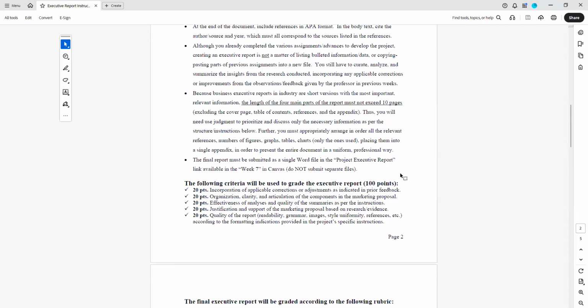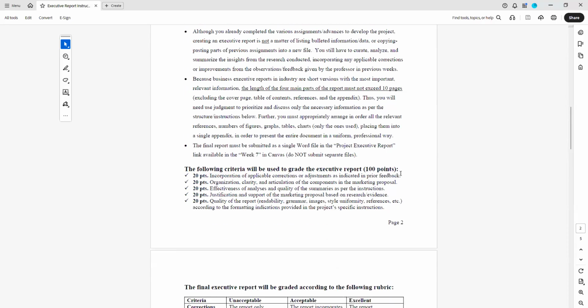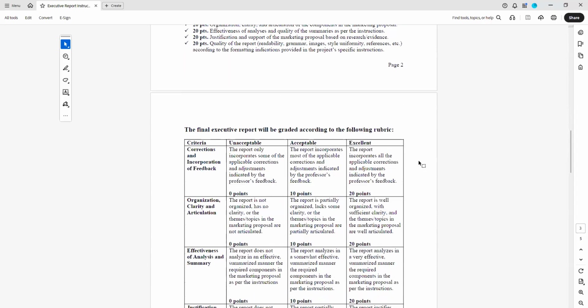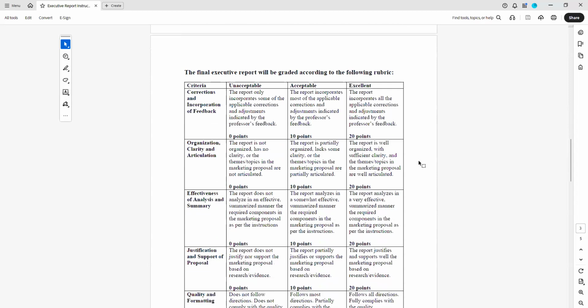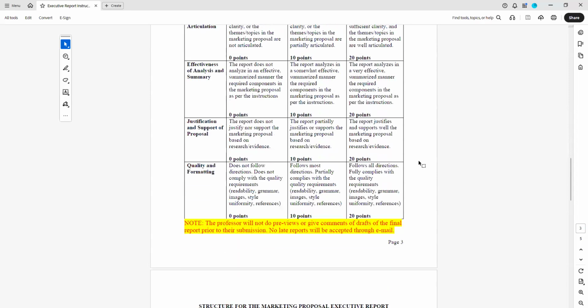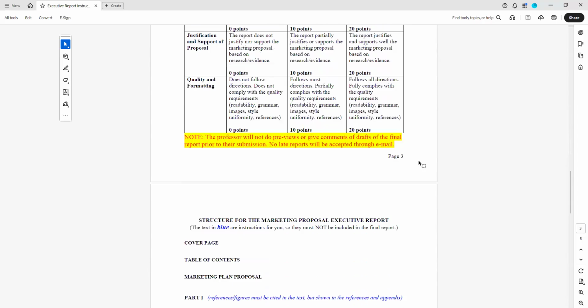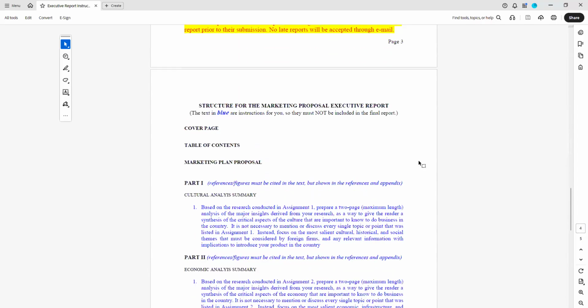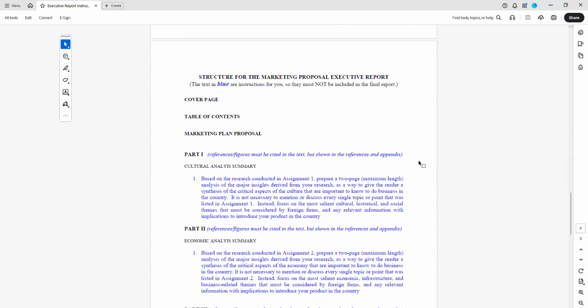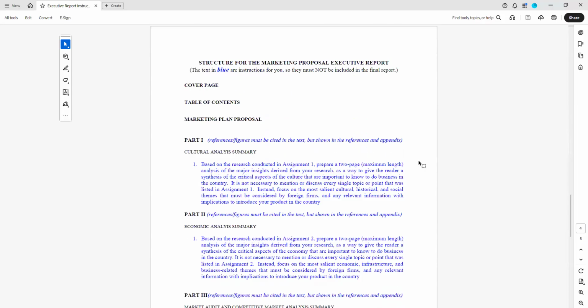Here you have some criteria about the specific points that correspond to each aspect for the grade. Then in the next page, you have a rubric. I'm not stopping here. You can look at this on your own. So here in page 3, that's where the outline, let's say, for the executive report is shown to you.